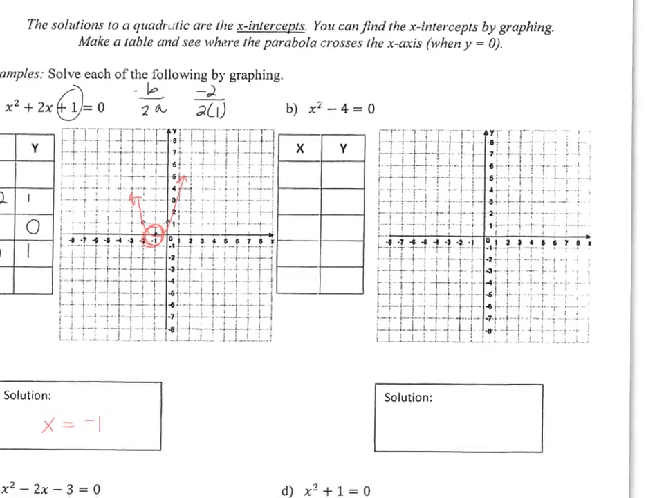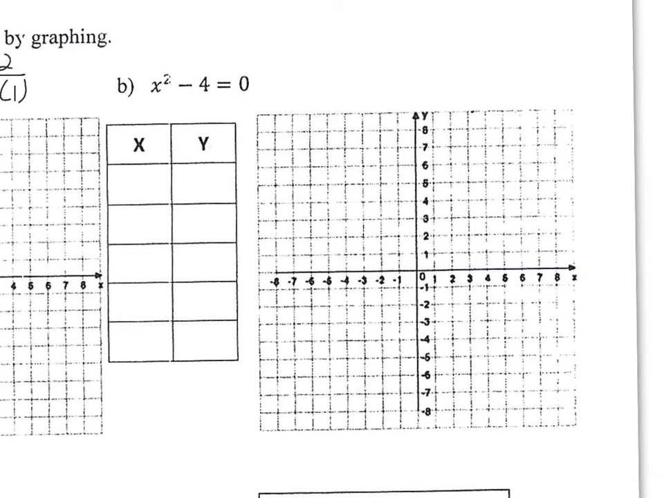Okay, for the second one, I'm going to graph it by finding the vertex. So if I plug in b is 0, I get 0, negative 4. So 0 squared minus 4. Now I'm going to plug in negative 1 and 1. So negative 1 squared is 1 minus 4 is negative 3. This is negative 3. I'm going to plug in 2 for x. So 2 squared minus 4 is 0. So using symmetry, this is 0.